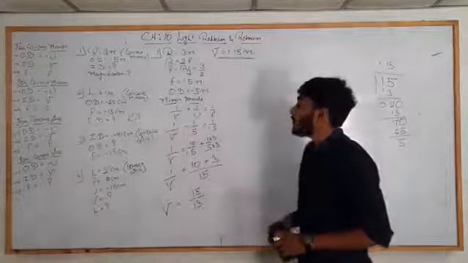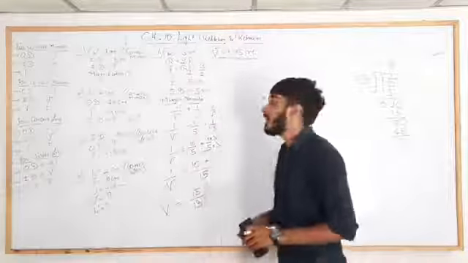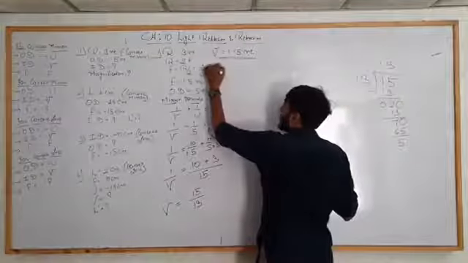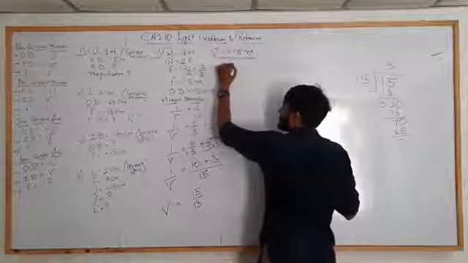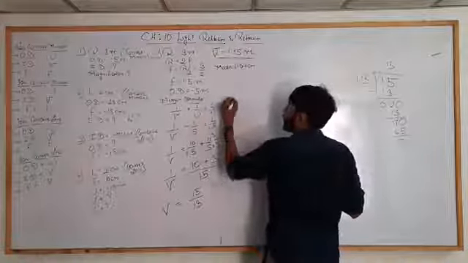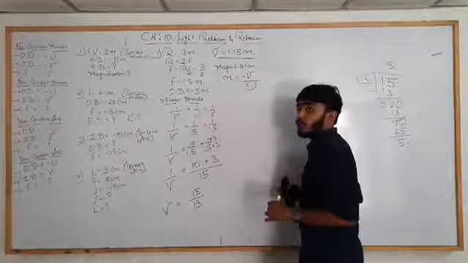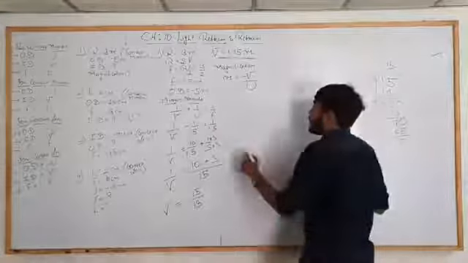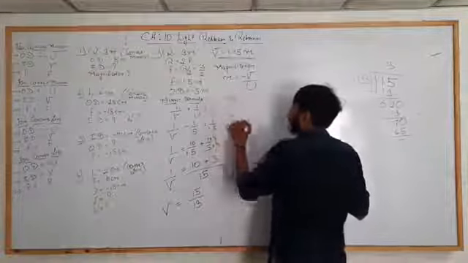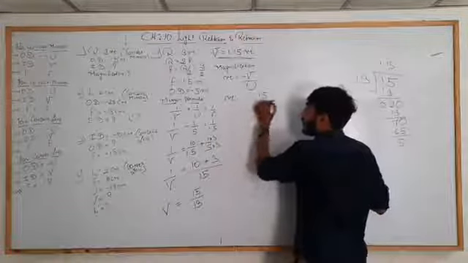Now what do we need to find? We also need to find the magnification. For solving the magnification, we have a general formula. For magnification, the formula is M is equal to minus V upon U. So we can substitute the values of minus V. What was that? Minus 1.15.